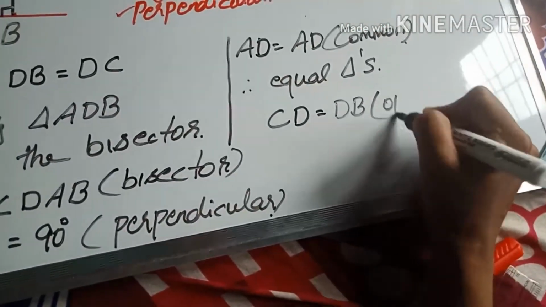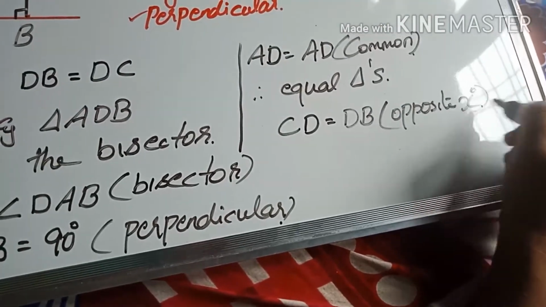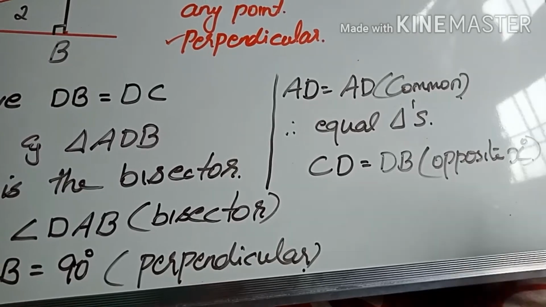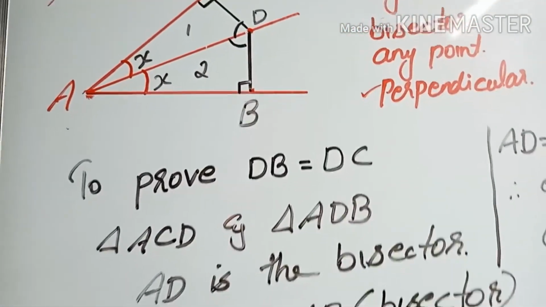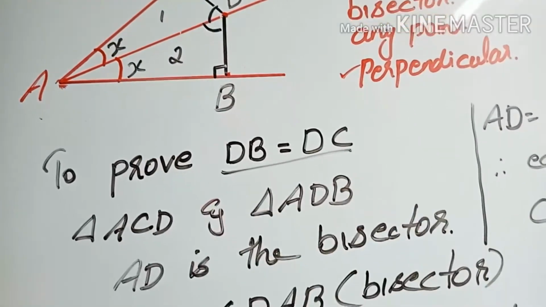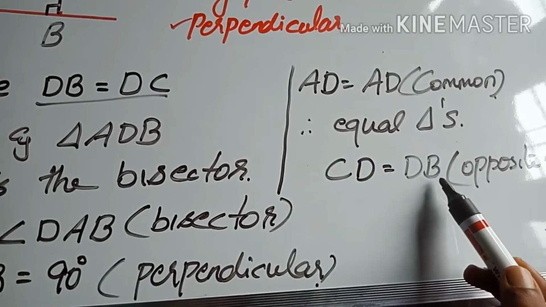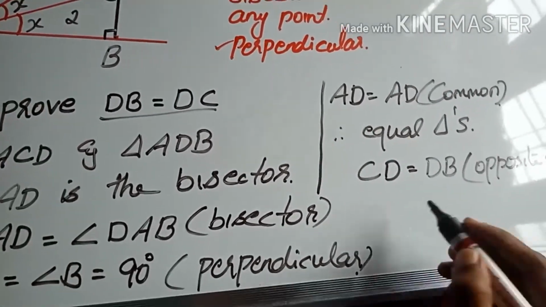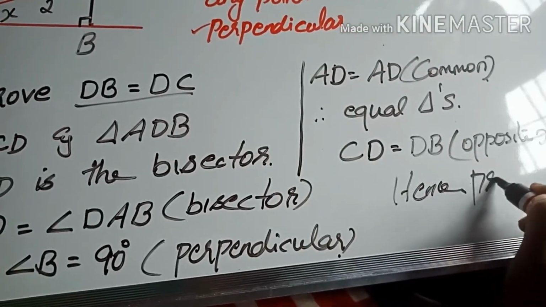What is the reason? Opposite of equal angle x degree. This is the reason. Now check what we need to prove here. We need to prove DB equal to DC. The same we got here: CD equal to DB. CD and DC both are the same. So this is the proof. Hence proved. Okay, this is the answer.